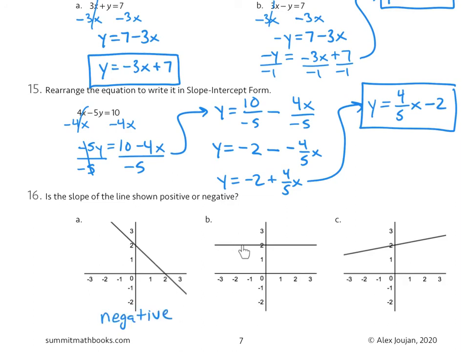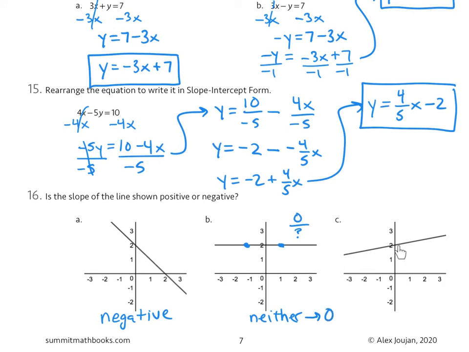In part B, this is a horizontal line. Between any 2 points on this line, such as these 2 points, there is no rise. There's only a run. So if you write rise over run as a fraction, the rise is 0 and the run is some value. 0 divided by some number is equal to 0. This doesn't have a positive slope. This doesn't have a negative slope. So we would write neither. This slope is 0.